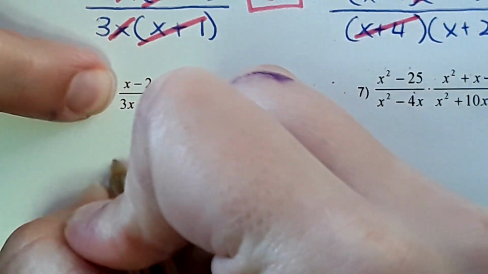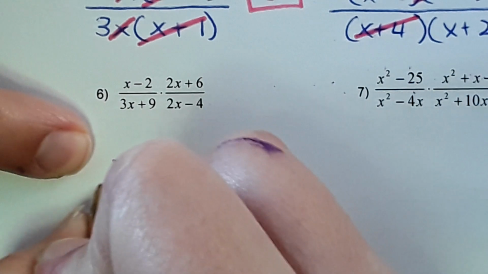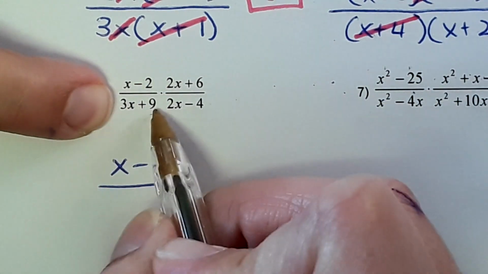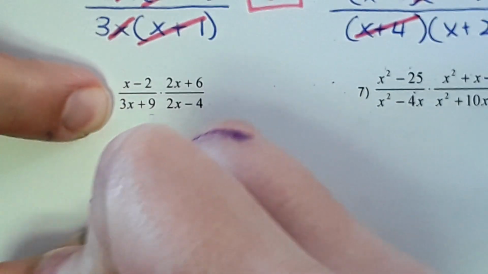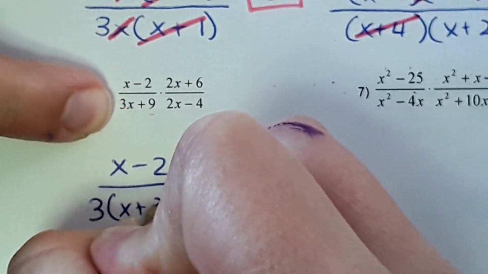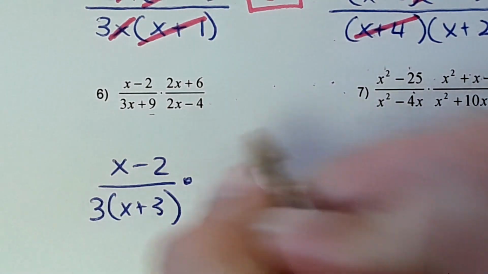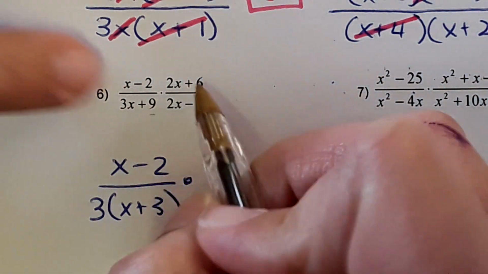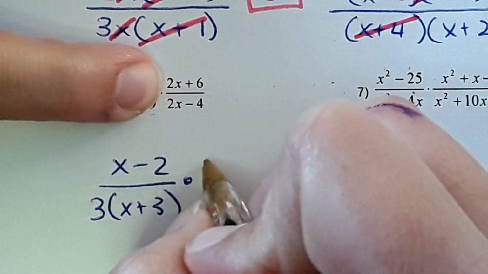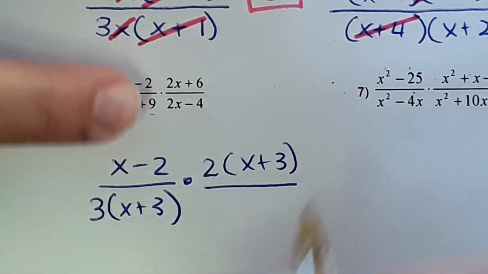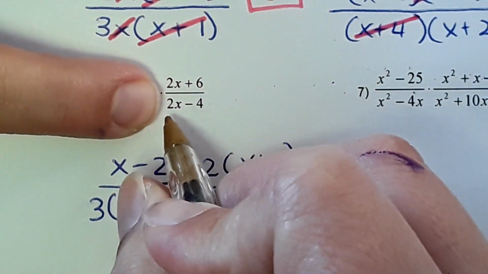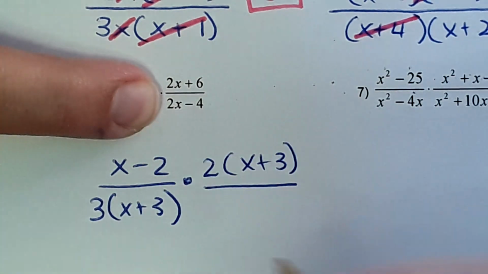So x minus 2, we can't do much with that. That just stays. 3x plus 9, we can take a 3 out of both of those terms, so we'll take out a 3. We get x plus 3. This right here, 2x plus 6, taking out a 2. And then take a 2 out of these two terms.